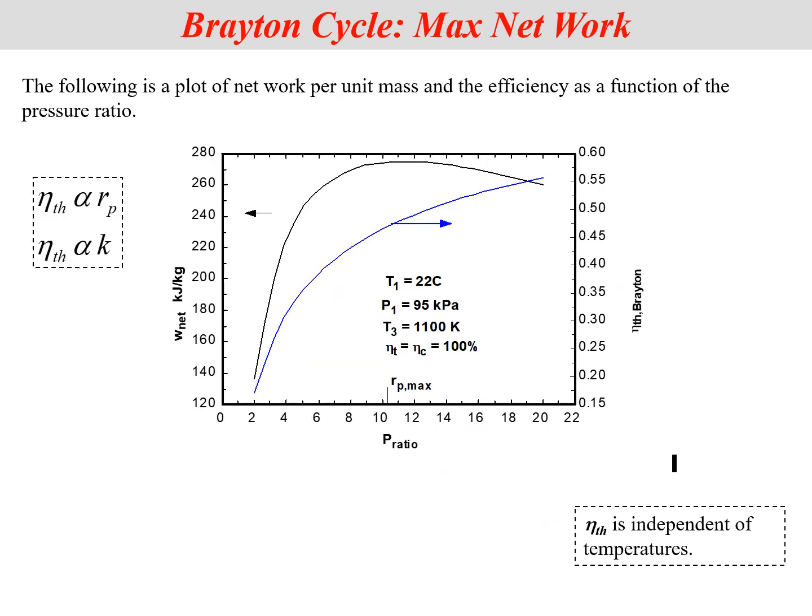Okay, so you can see this effect here as well. You can see here the efficiency is not the highest it can be. You can see the efficiency rising to about 55% at 20, but the work output has decreased from maybe 270, 275 to 260 in the cycle.